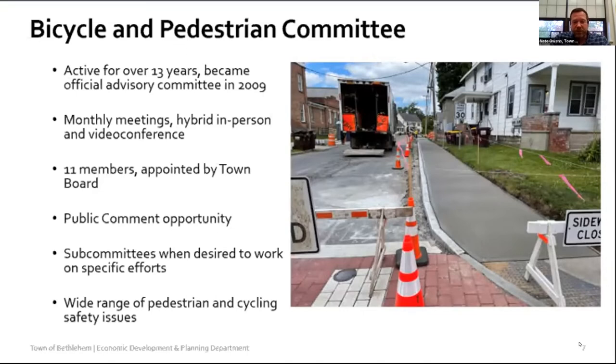Other subcommittees within the group have looked at the priority network map, which I'll show in a little bit, and social media efforts, as well as one of the members is a liaison to the school districts within town.